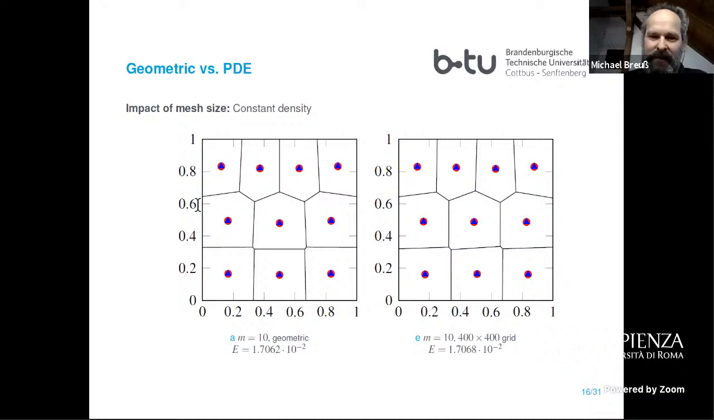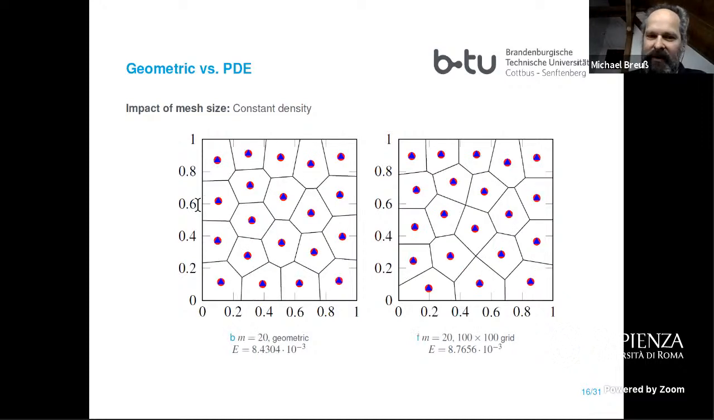Okay, so now let's go over to 20 seed points. One should also say that these Voronoi tessellations are not unique. One can look at the energy, and they depend on the seed point distribution. I should have said that.